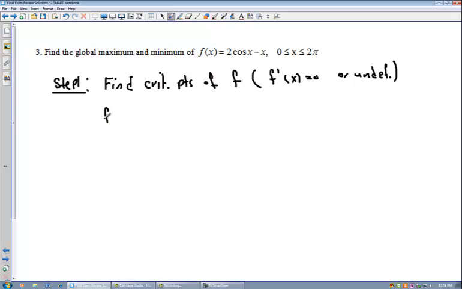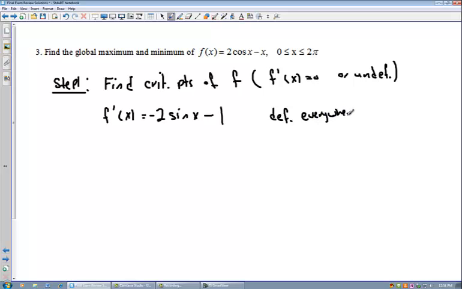And so I take f prime of x, which is equal to 2 times, now the derivative of cosine of x is negative sine of x, so that'll be negative 2 sine x, then derivative of x, so minus 1. Now this is defined everywhere.